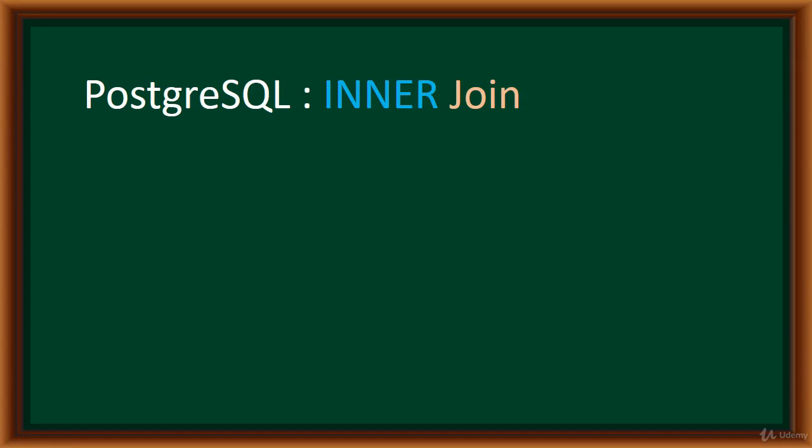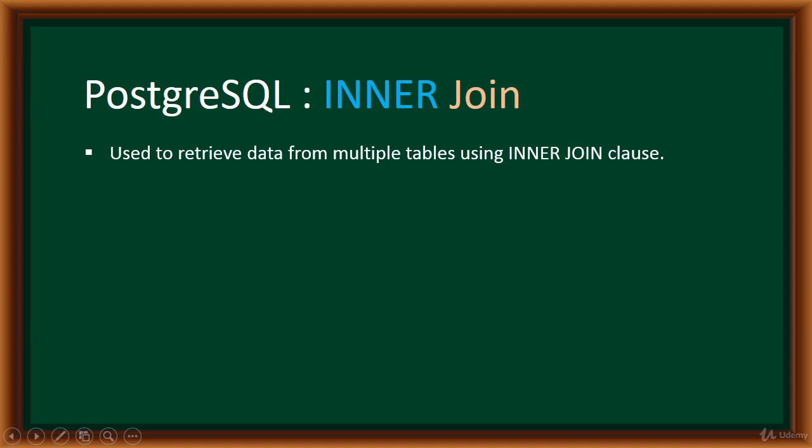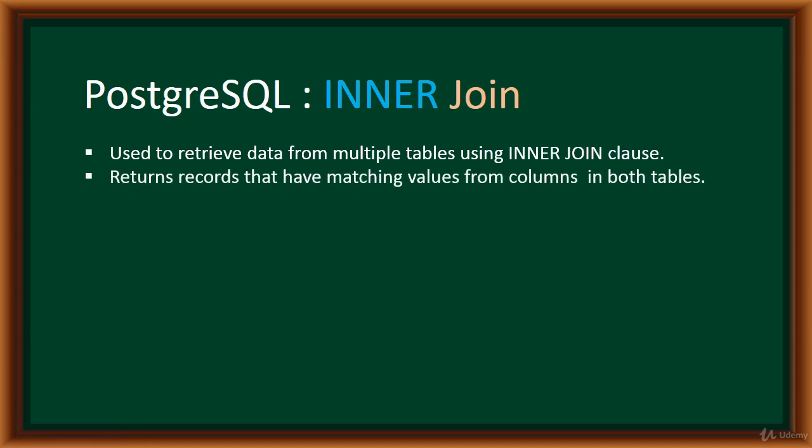In this lecture, you will learn how to select data from multiple tables by using the Postgres inner join clause. With the inner join, it will return records that have matching columns from the participating tables. So any record returned from using the inner join will have matching values from the columns in both tables.